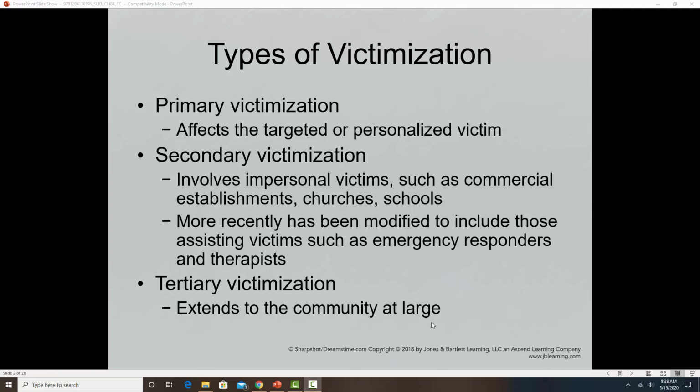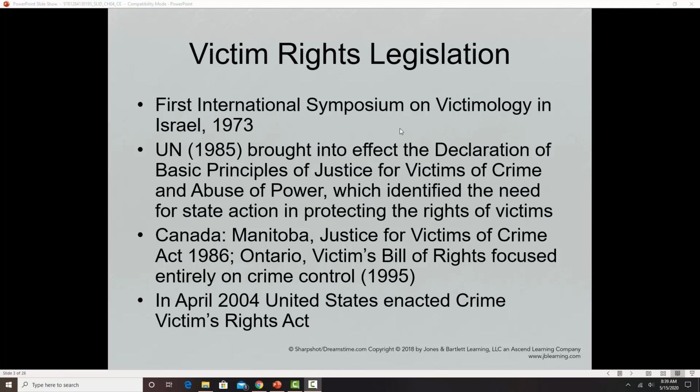When you think about 9/11, for example, we had people that were, of course, personally victimized. We had families and friends who were victimized. We had commercial establishments that were destroyed. And then we also had the community at large, New York City, all of the communities that were directly affected, but it even went out to all of us in terms of how we travel, how we go through airport security, our understanding about terrorism.